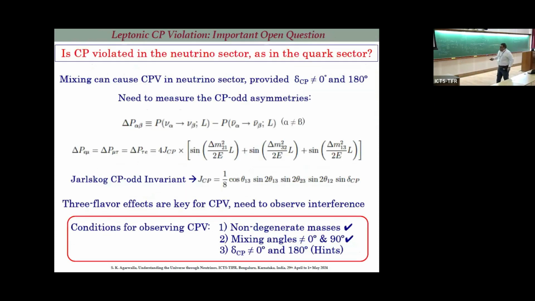The last issue is whether CP phase is violated in the neutrino sector like in the quark sector. There was some discussion yesterday. So mixing can cause CP violation. I convinced you. We are in 3 flavor, and in UPMNS, you can invoke one CP phase, the Dirac CP phase. But you can see this CP violation provided these are not 0 or pi, because these are the CP conserving solutions. Now, in literature, the way we quantify it, we define a quantity called CP odd asymmetries.